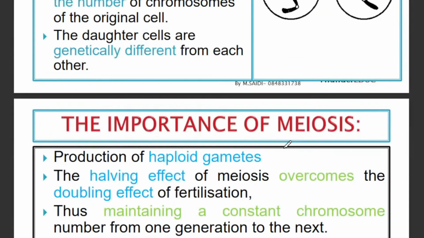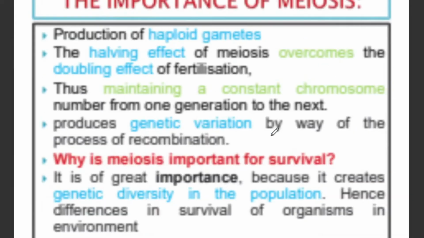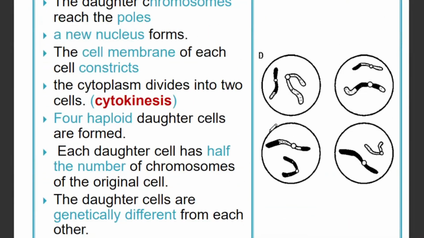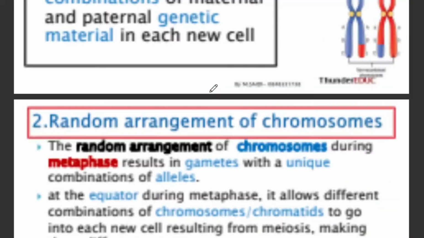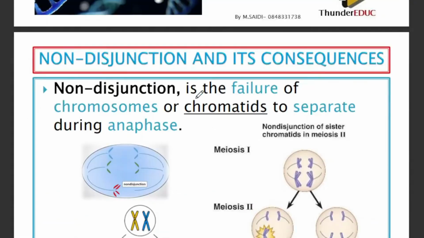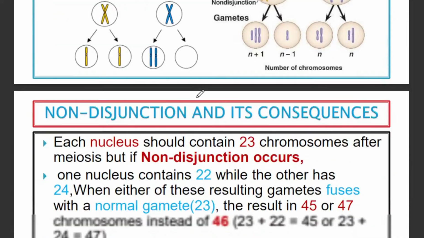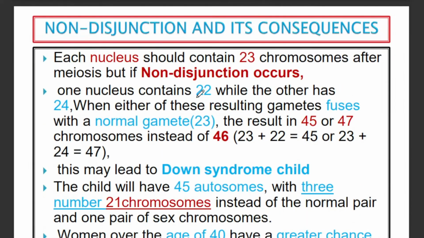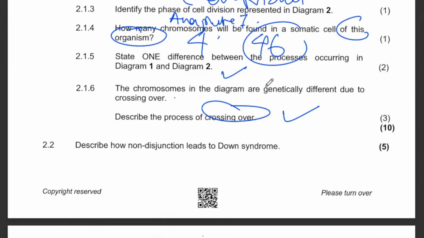These are some of the things which you might not miss out. I explained it here. First of all, you need to explain non-disjunction to us. When does it occur? What happens? You explain that it occurs in anaphase. It can be anaphase 1 or anaphase 2, meaning the failure of the chromosomes to separate.